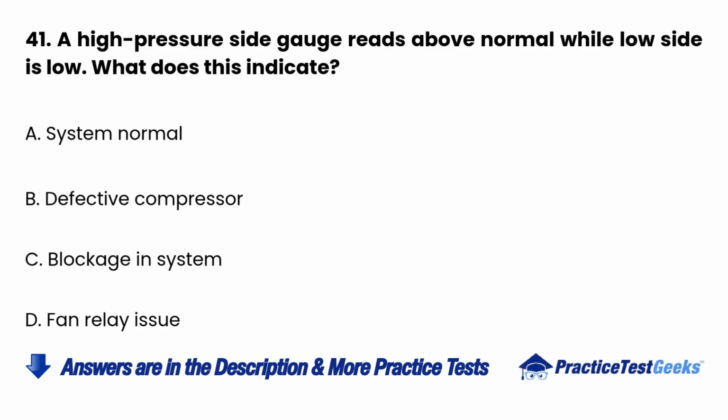41. A high-pressure side gauge reads above normal while low side is low. What does this indicate? A. System normal. B. Defective compressor. C. Blockage in system. D. Fan relay issue.